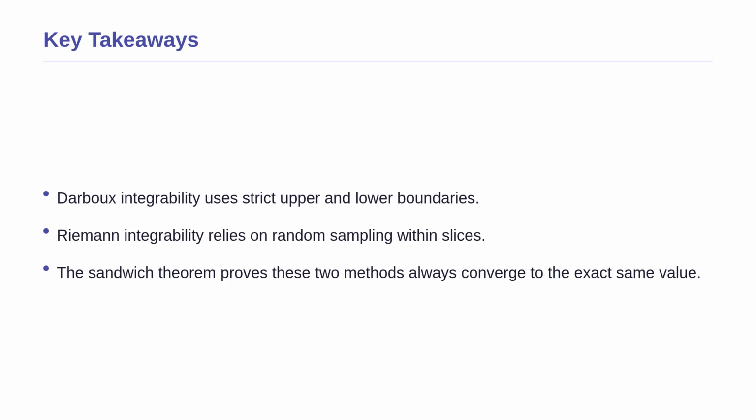Let us wrap up by reviewing the key takeaways from today's lecture. First, we learned that Darboux integrability focuses on trapping the true area between strict upper and lower boundaries. Second, Riemann integrability focuses on taking random samples within small slices. Finally, the sandwich theorem proves that for any well-behaved function, these two methods are two sides of the same coin, always converging to the exact same value. You have now mastered the absolute bedrock of how we understand the area under a curve. Great job today.